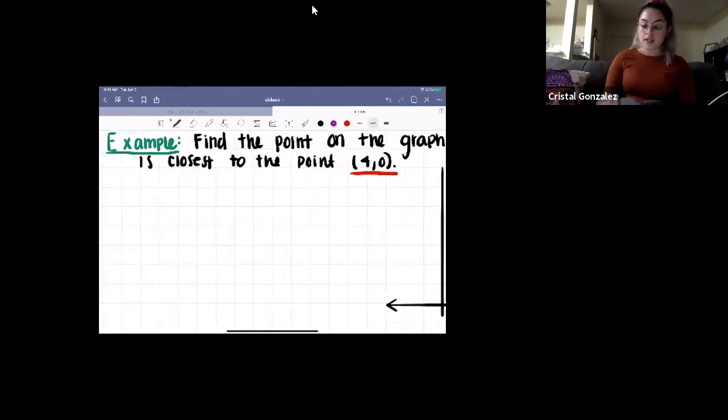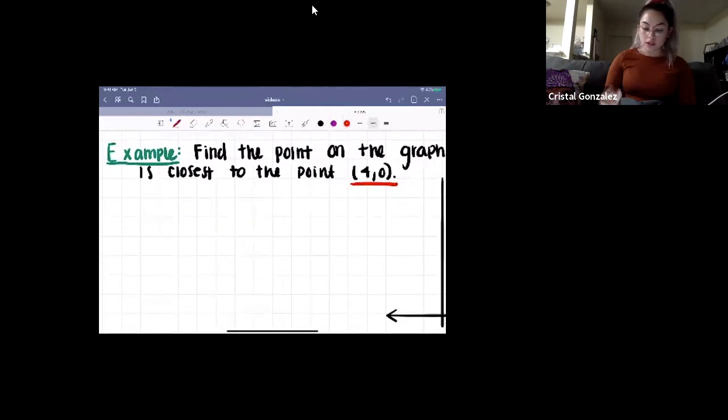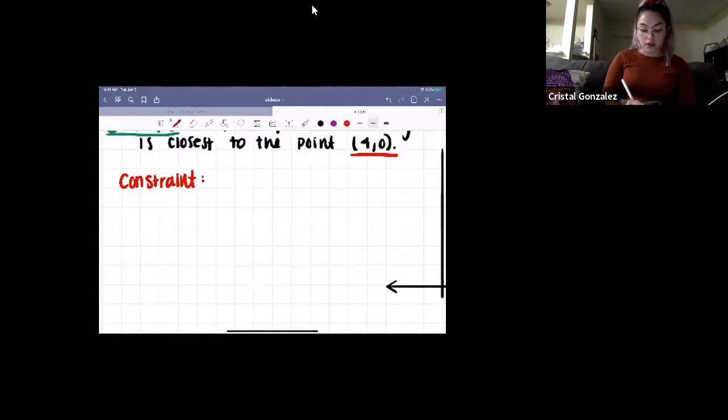And so that's why I said each problem is a little bit different. So just keep that in mind. So now we need to come up with our two functions. For this problem, we are going to have a constraint and we are going to have an optimizable function. So we need to label what we're going to constrain and what we're going to optimize.